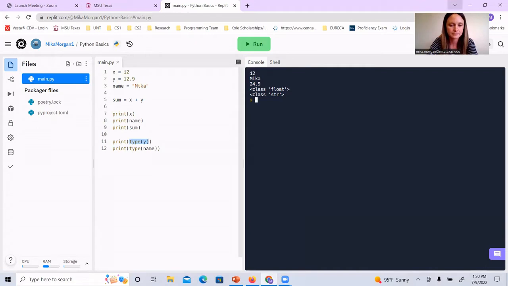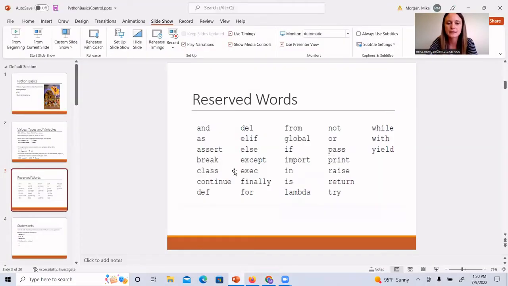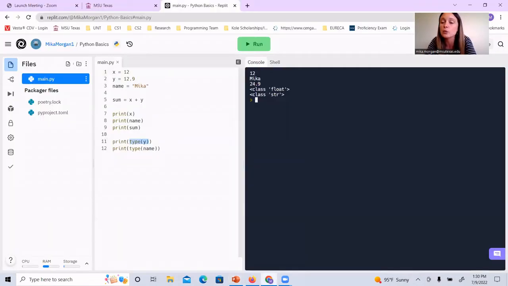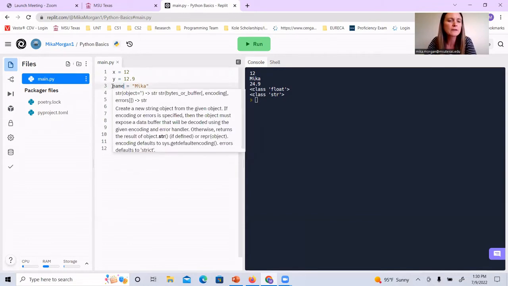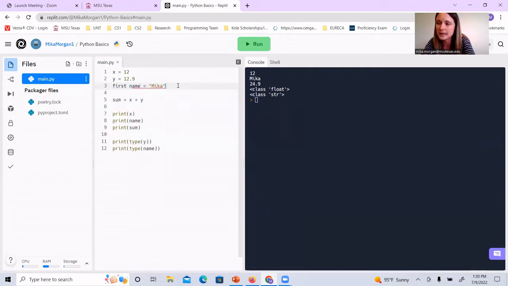Okay. Back to our slides. Oh, right. And we were talking about valid variable names. So let's do some that are wrong on purpose so we can see the kind of error messages that it gives us. So what if I wanted to call this variable first name? And notice that I have a space there.